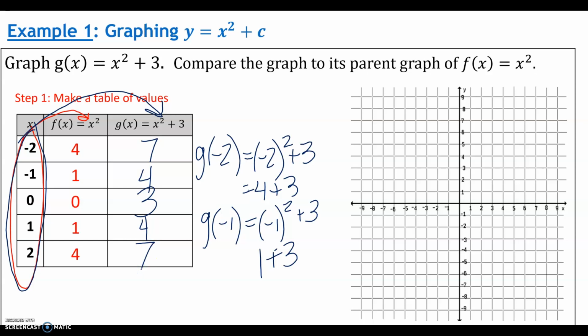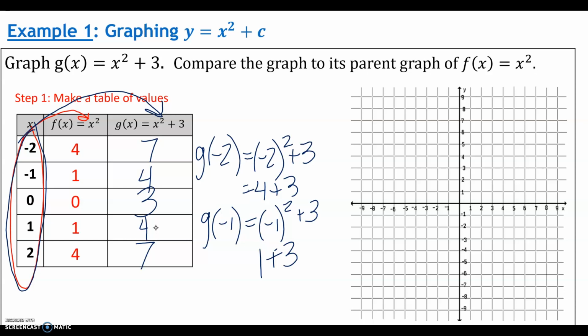Now, you might even notice not like a pattern, but like a shortcut. If you look at 4, 7, 1 to 4, 0 to 3. A lot of these values, actually all of them, jumped up 3 units. So that might be a key thing you might want to think about.